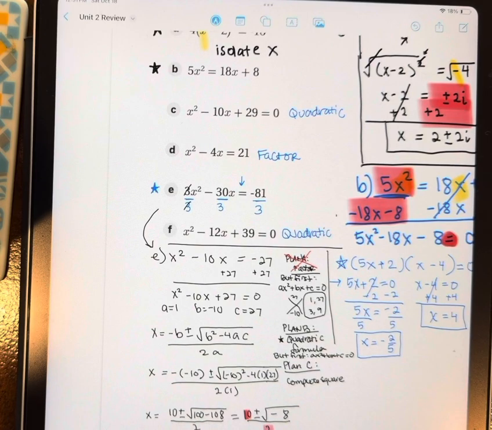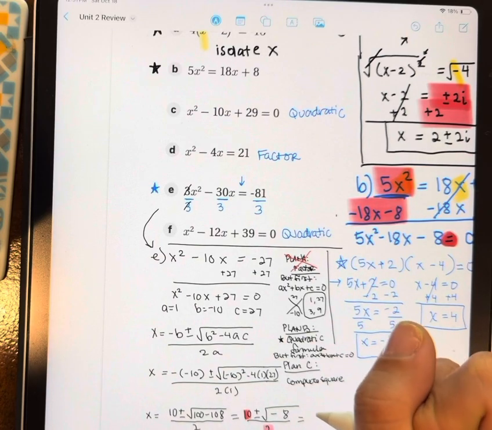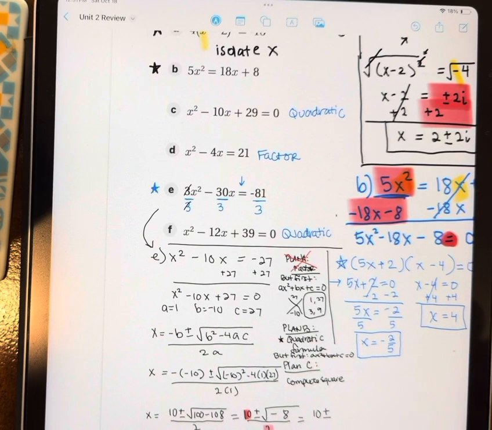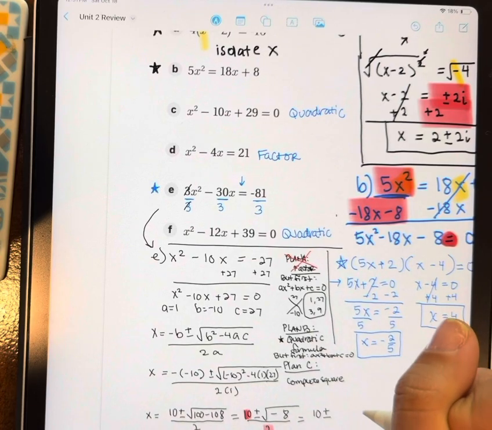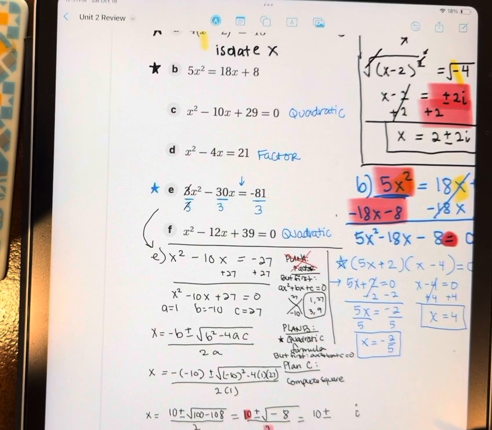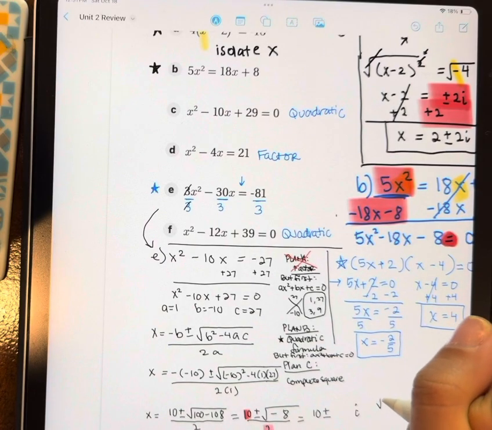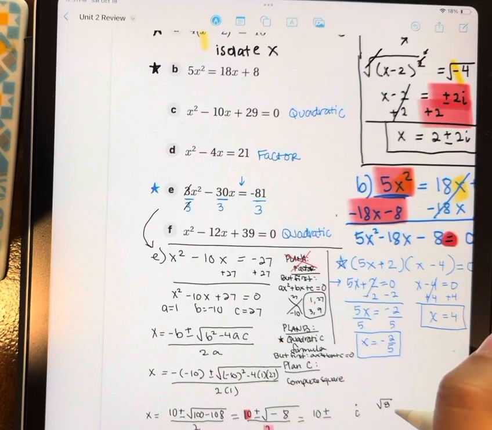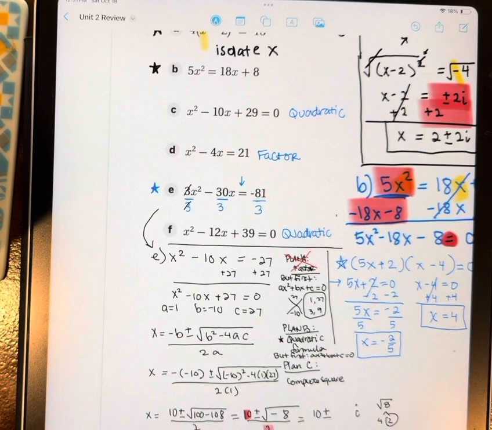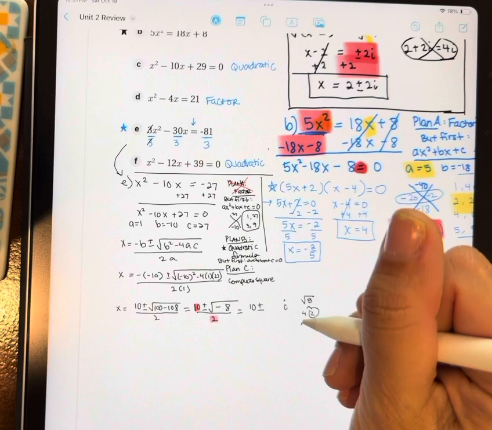What I'm going to do is keep simplifying so that I have 10 plus or minus. I'm going to simplify this square root of negative 8 so that I know that a negative inside the radical is an i outside the radical. And what I need now is to know what the square root of 8 is. And 8 is 4 times 2. And 4 is 2 times 2.